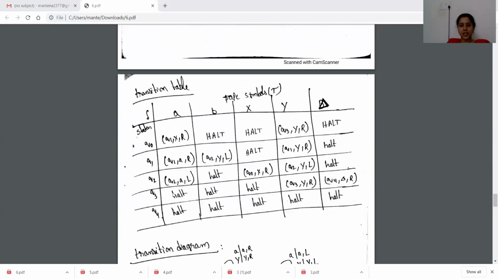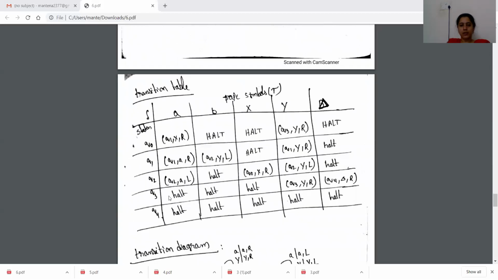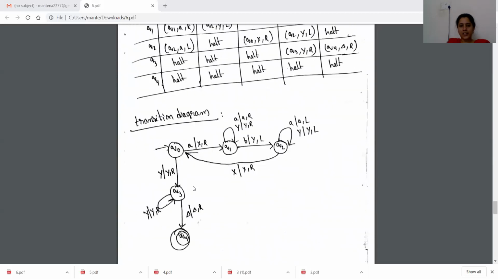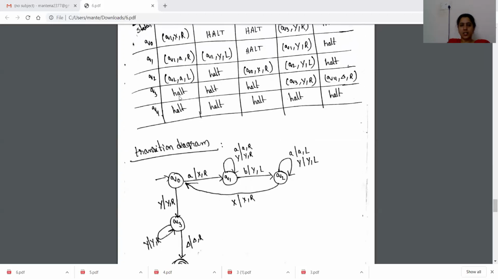This is the transition table with Q0, Q1, Q2, Q3, Q4. In total we have five states, and Q4 is the final state. The input symbols are a and b, the tape symbols are X and Y, and capital delta is for blank. The transition diagram is this. Q0 on a, we change that to capital X and move to the right. Like Q0 on capital Y, don't make any change, just move to the right. Like that, the transition table is represented in diagrammatic form.